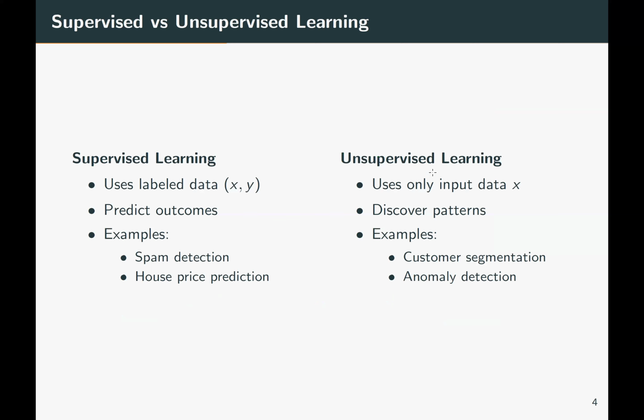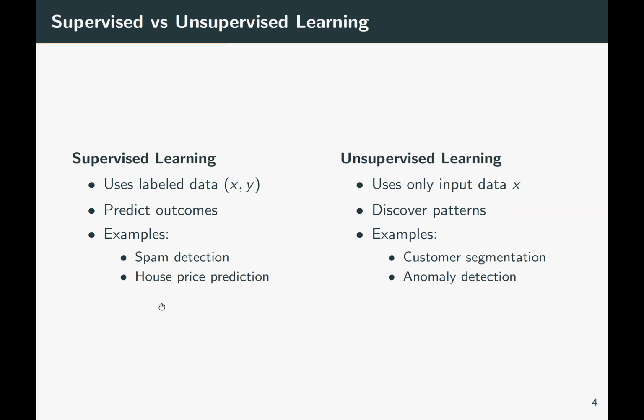As a refresher, let's contrast and compare supervised versus unsupervised learning. For supervised learning, you have labeled data, you have X, which are the features, and you have Y, which are the targets. But in unsupervised learning, you only have input data X. In supervised learning, you predict outcomes, going by the targets or the outputs. But for unsupervised learning, you basically only discover patterns.